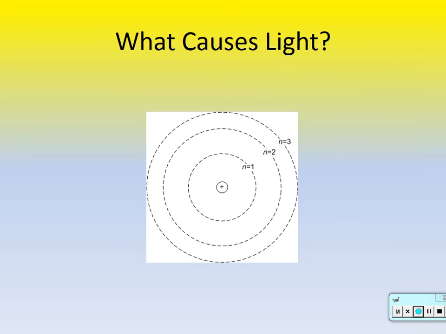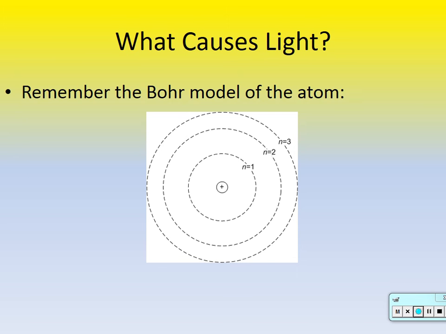Okay, let's get to what causes light. This is the interesting part. This is where chemistry comes into it. Okay, remember the Bohr model of the atom, Niels Bohr? What did he say the electrons were doing? They were traveling around the nucleus, and what did he call these circular paths? Energy levels. Energy levels. So this is energy level 1.